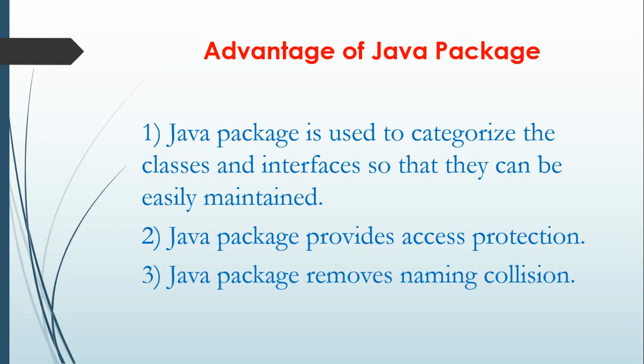Java packages remove naming collision. If we want to name two different classes with the same name, it is not possible, because if we save a program with two different classes of the same name, it shows us an error. But if we use two different packages, and inside the different packages we make classes with the same name, it can easily run and execute, because it doesn't show any error. So it removes the naming collision.